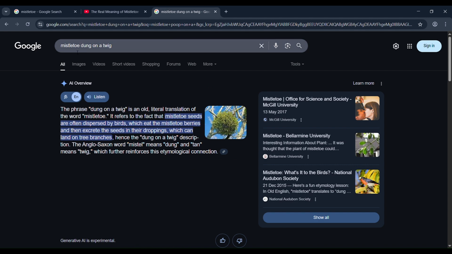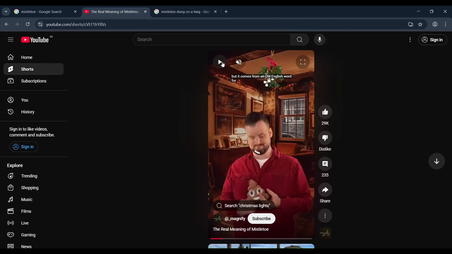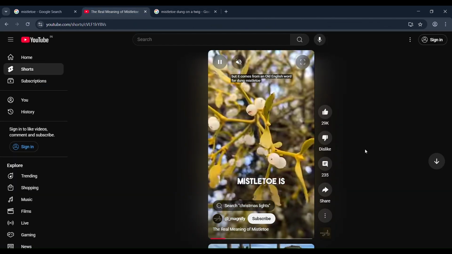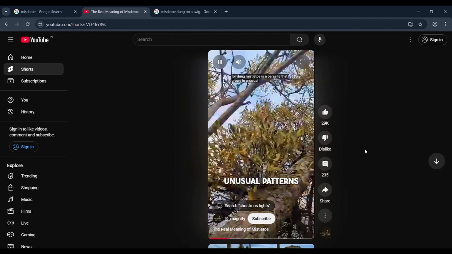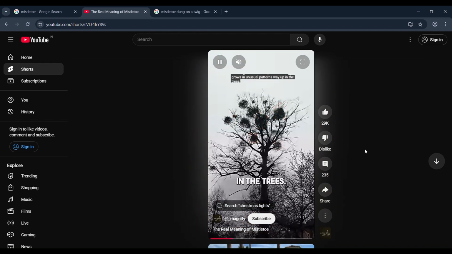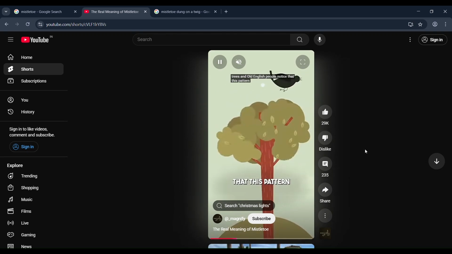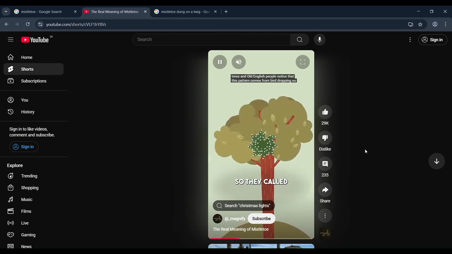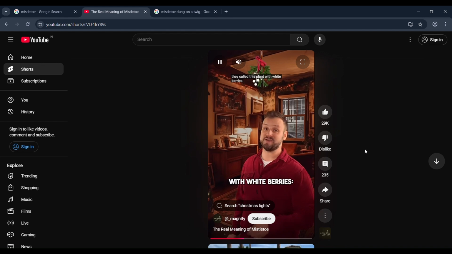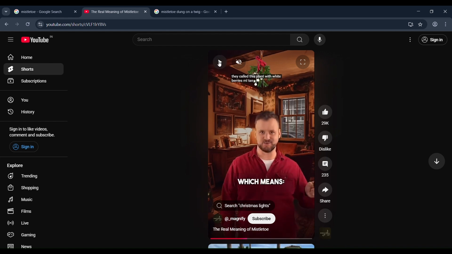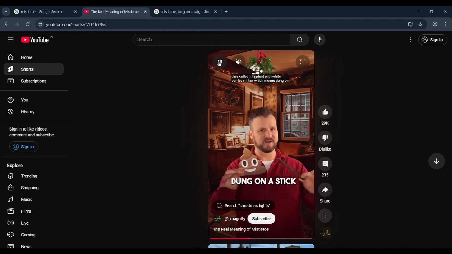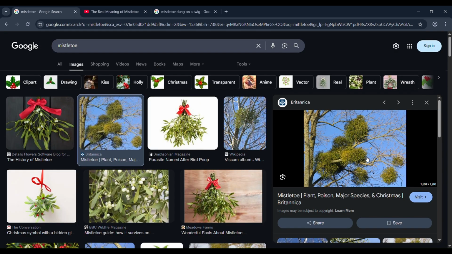So if you want to know what really is a mistletoe, it is actually dung on a twig. It is called dung on a twig. So what it means is it's the mistletoe, a parasitic plant. It has an unusual pattern, just like this, bunches. So after droppings from the bird on the tree, it penetrates the branches and it grows. So that is how a mistletoe grows on a tree.